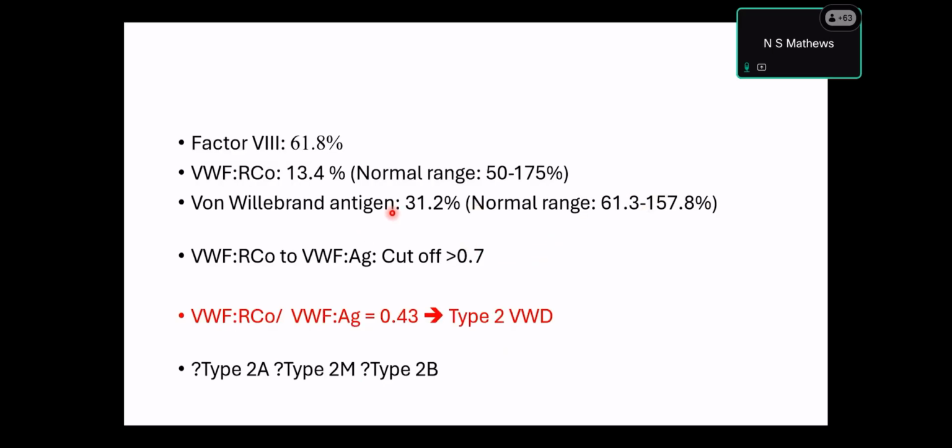So coming back to our patient, I showed you that the 1 milligram antigen was low, and the 1 milligram activity I showed you earlier was 13.4. The antigen was 31.2. Now remember, the cutoff you're looking for normal function is 0.7, but the activity to antigen ratio here is only 0.43, which is clearly less than 0.7. So now we can come to a conclusion that our case is a type 2 1 milligram disease. Okay, but still the question remains whether it's a type 2A, 2M, or 2B. Now what are the subtypes? We need to know that before trying to eliminate these one by one.